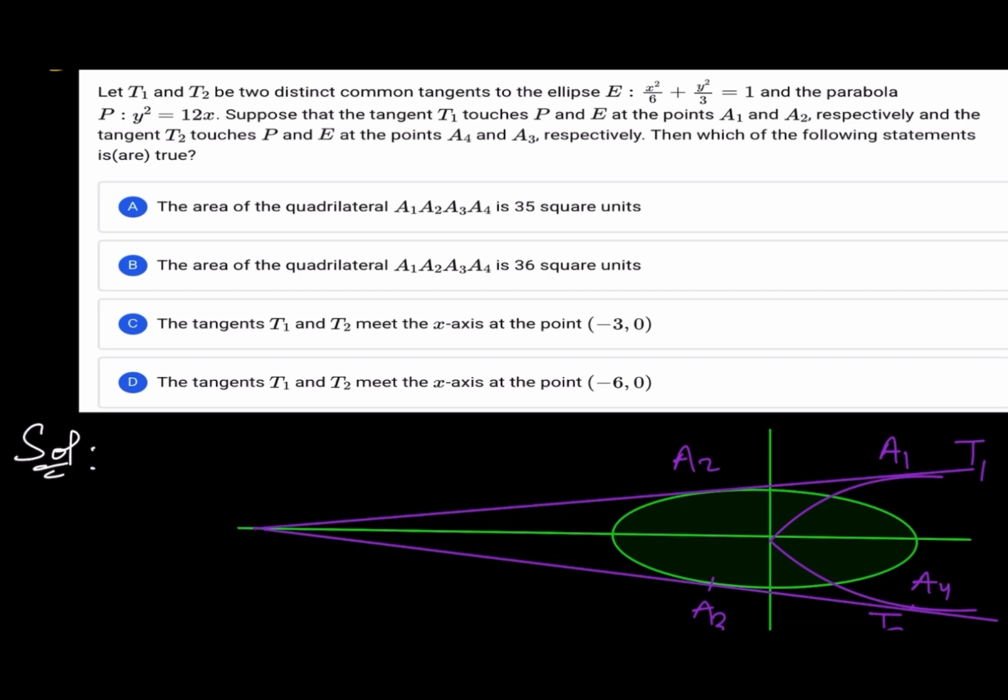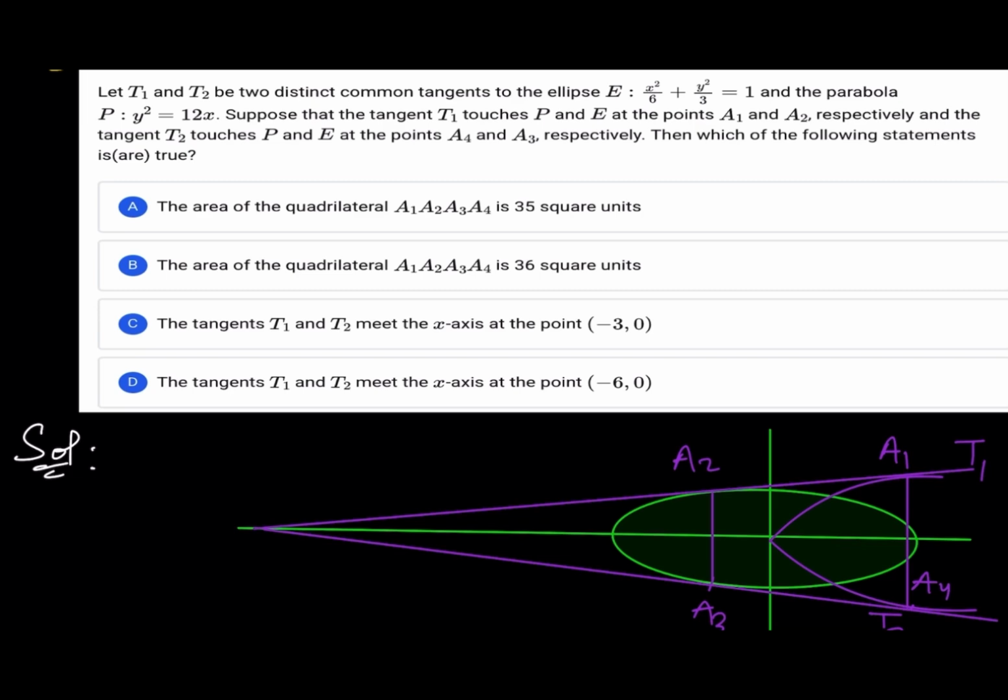see students, we can find the area, or first of all we can understand what type of quadrilateral A1, A2, A3 and A4 is. Now as we can see, the two figures are symmetric. So this A1, A2, A3, A4 is basically a trapezium, right? So we can use the area of a standard trapezium, which is half times the sum of parallel sides into the distance between the sides.